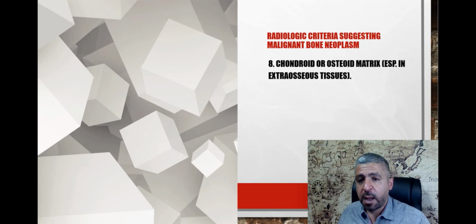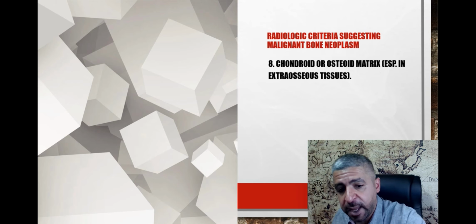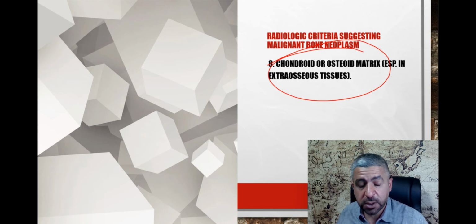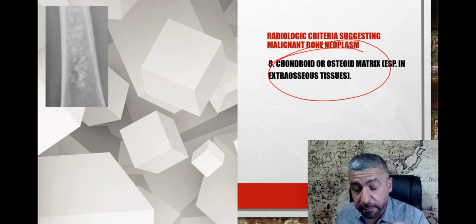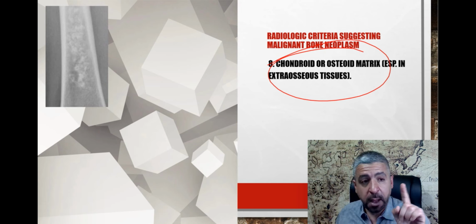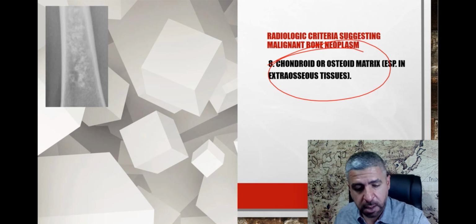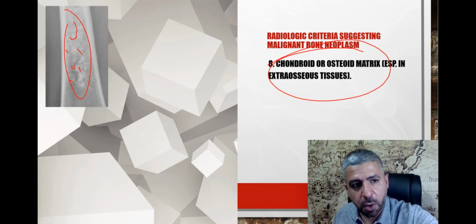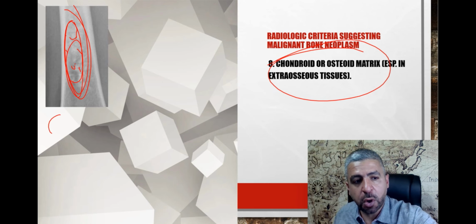Now, another feature is the presence of chondroid or osteoid matrix, especially in extraosseous tissues. You look for the chondroid or osteoid matrix in extraosseous tissues. Like, for example, here. What do we mean? First of all, what do we mean by osteoid matrix or chondroid matrix? You can see obviously there are rings and arcs of calcification within this bone. This is what we call chondroid matrix.